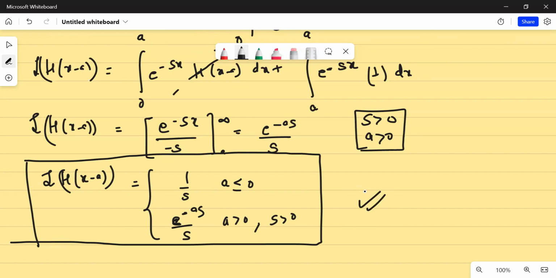Is that clear or not clear? Did this make sense, or should I go over it again? Yes, sir. Kalpana, is that clear? So good enough.